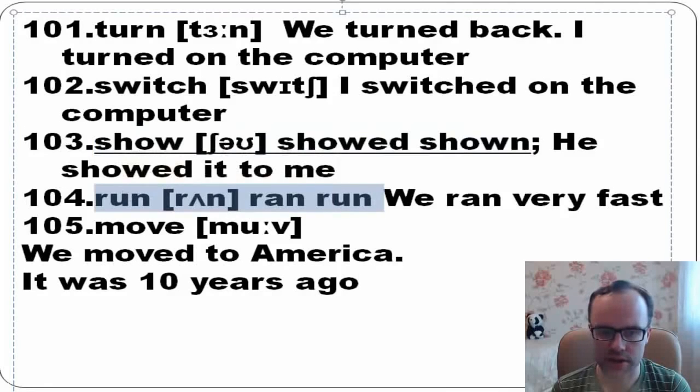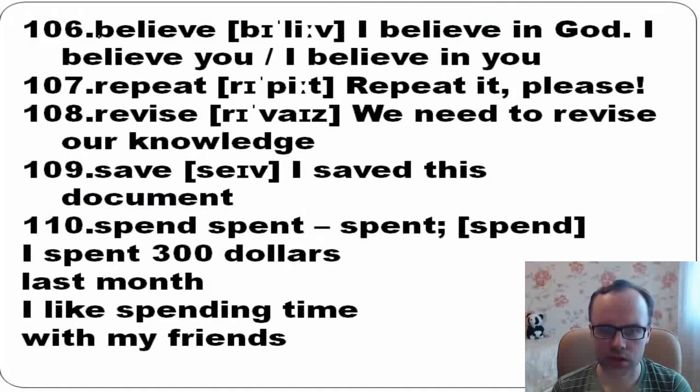Run. Irregular. Run, ran, run. We ran very fast. Move. We moved to America. It was 10 years ago. Believe. I believe in God. I believe you. I believe in you. Repeat. Repeat it, please. Revise. We need to revise our knowledge.